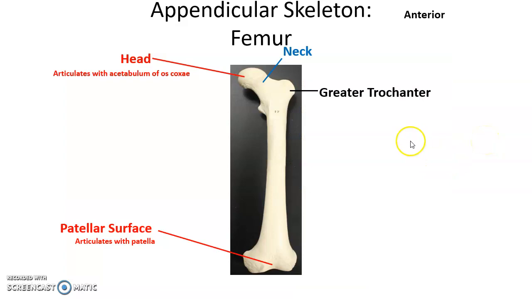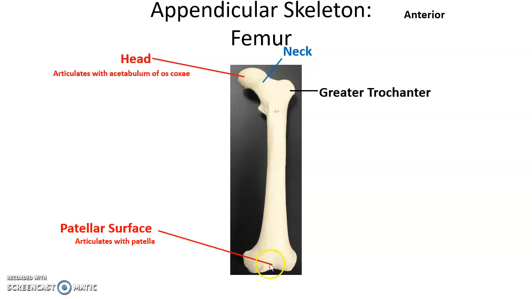Moving on to the femur, or the thigh bone. The femur is the largest bone of the body. It has a large, smooth knob called the head, which articulates with the acetabulum of the os coxae. Below that is the neck. Then it has this large, rough patch sticking out laterally called the greater trochanter.